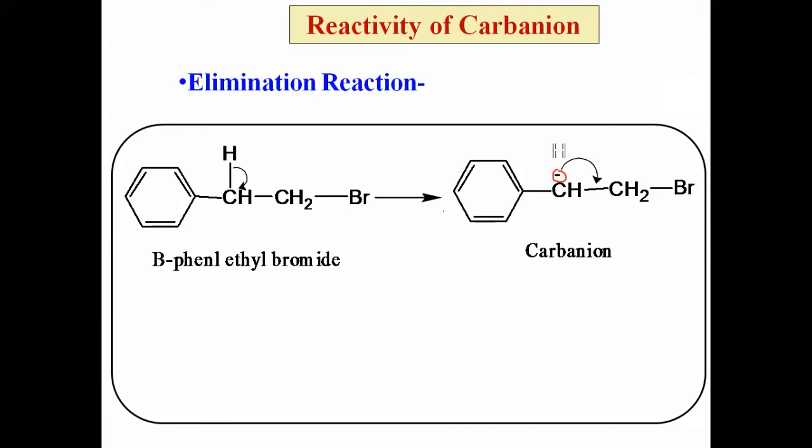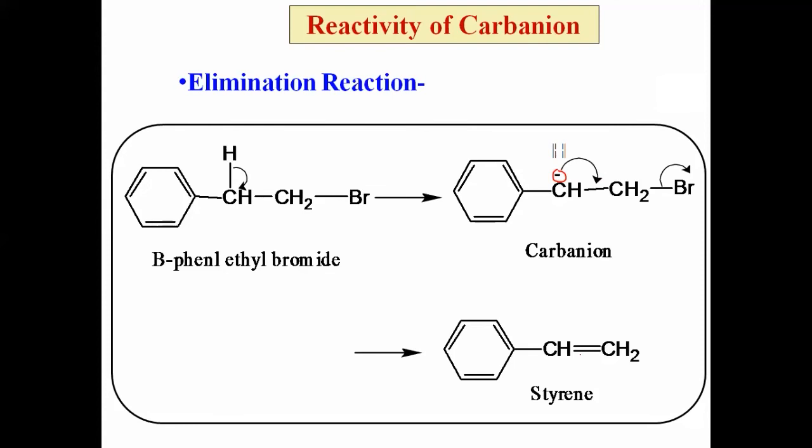Now this carbanion, this electron pair forms a pi bond between these two. Therefore, this bond undergoes breaking. The electron pair goes on the bromine. There is a loss of Br minus. Br minus comes out from there. A double bond comes between these two, and there is a formation of an interesting compound. And this is nothing but styrene. The name of the compound is styrene.